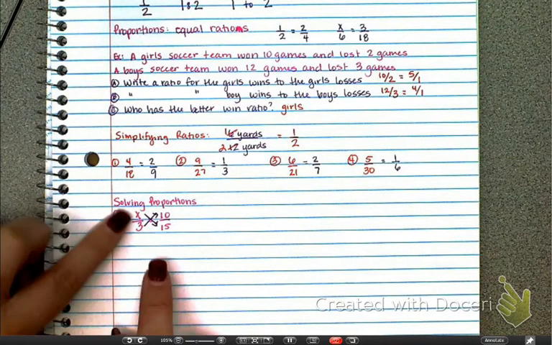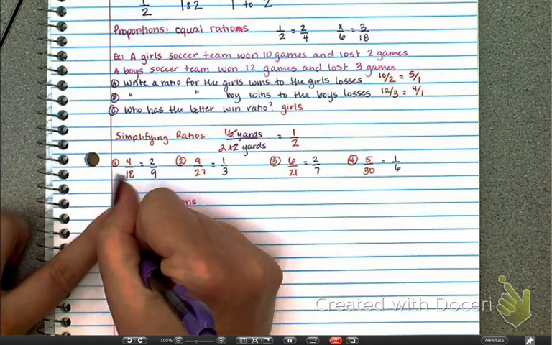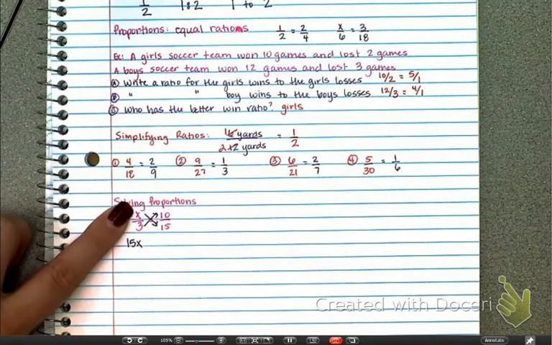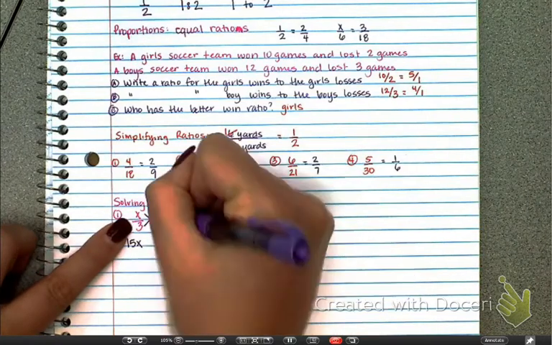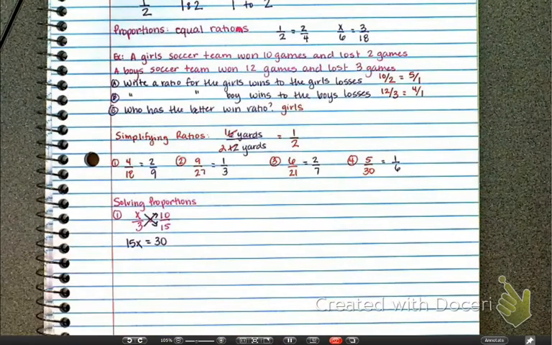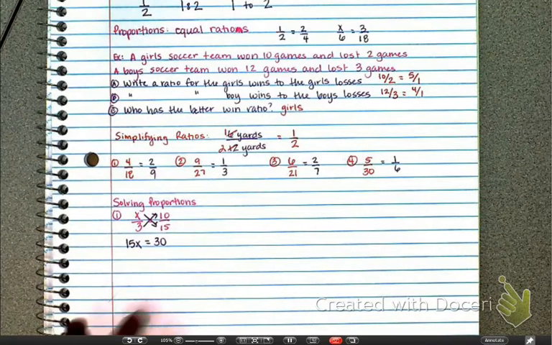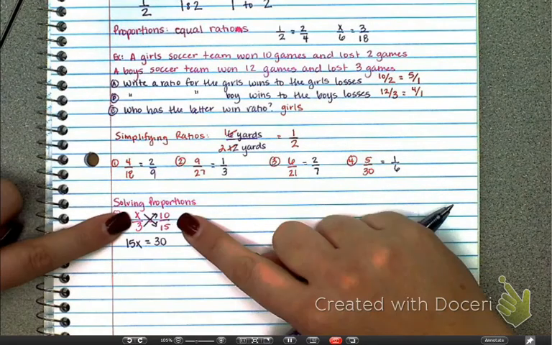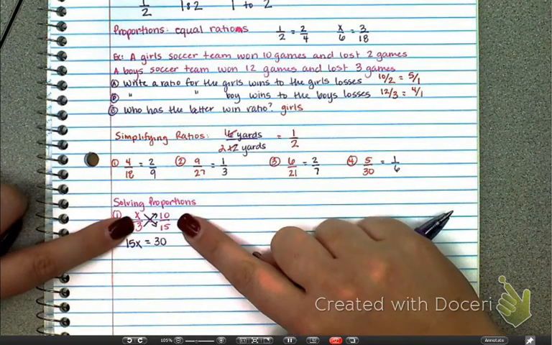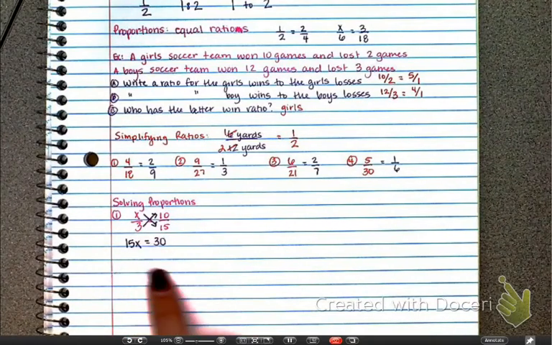So x times 15 is 15x. 3 times 10 is 30. There are no more fractions now. We still have the equal sign. It doesn't matter if they're flipped, but you cross multiply and get an equation. Everyone okay with that part? This now is an equation. That's what a proportion is: 2 ratios set equal to each other. Then we cross multiply, we get an equation.